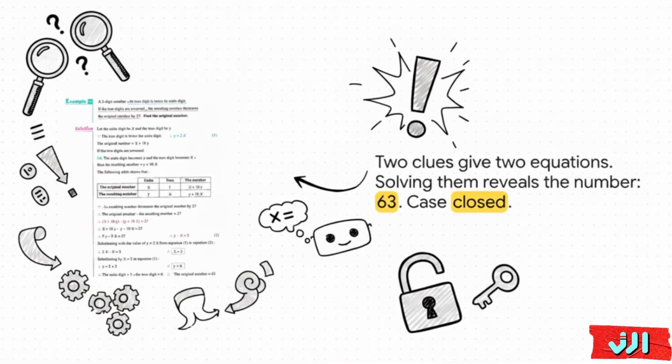So let's turn our clues into equations. Clue number 1, the tens digit is twice its units digit, translates perfectly to our first equation, y equals 2x. Easy enough. Clue number 2, about reversing the digits, gives us that second, more complicated equation. And as you can see, we can solve this system using substitution, because we already have y isolated. The math does its thing and reveals that x is 3 and y is 6. So the original number, 10y plus x, was 63 the whole time.